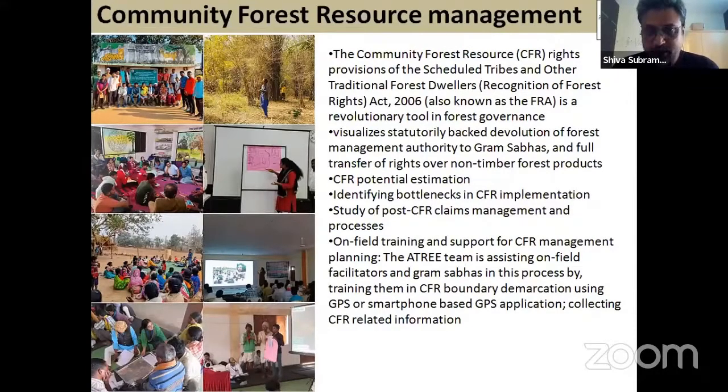are processed. And then we have a team of researchers who are in the field trying to assess the Gram Sabhas and then the CFR facilitators who are actually implementing this, in assessing the requirements, and then creating the awareness on how to go about demarcating boundaries or collecting CFR based data.